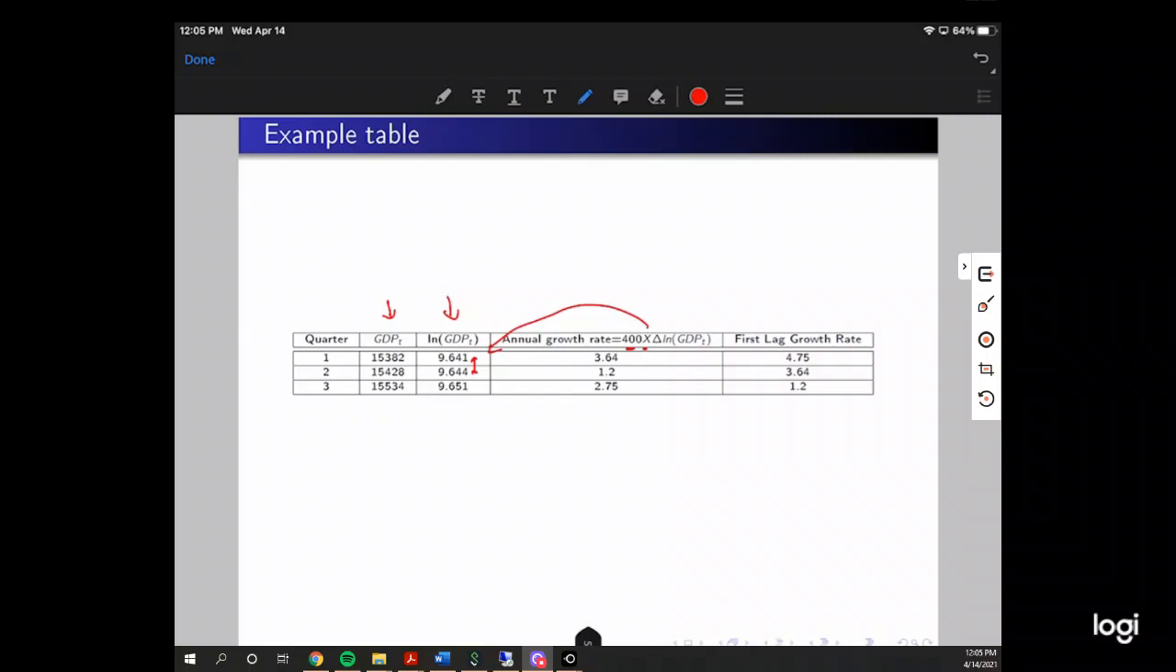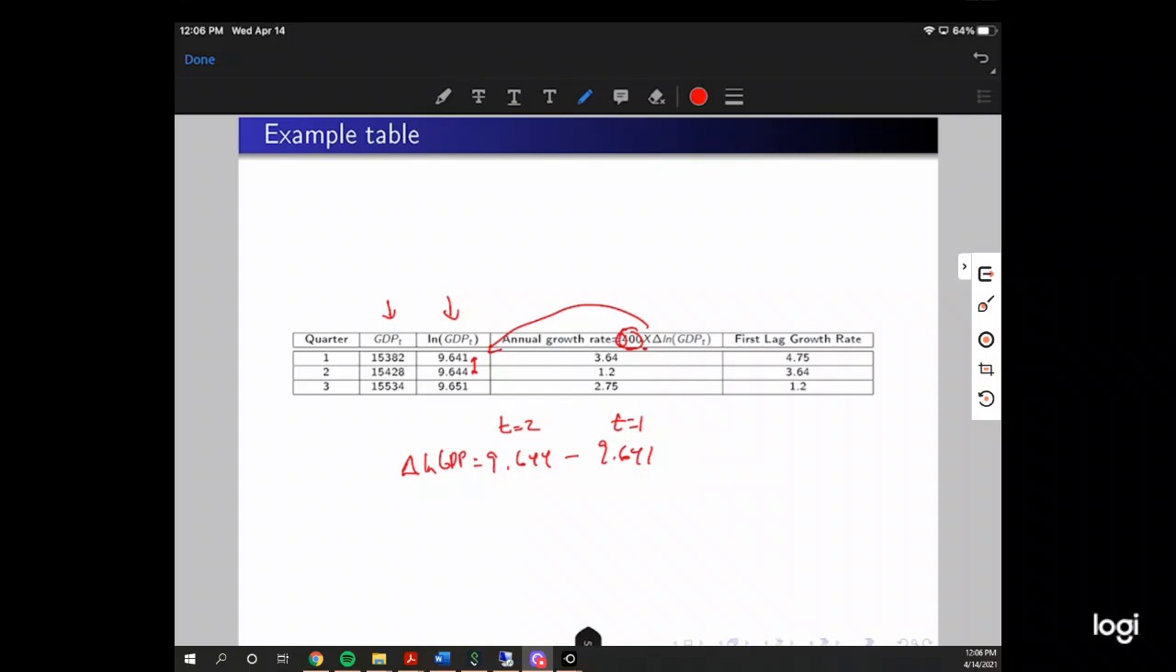So we would have, for example, 9.645 for t equals 2 minus 9.641 for t equals 1. And so this would be the change in log GDP. And since we're dealing with quarters, we have to multiply it by 4, and in this case 400, to get to an annual growth rate.